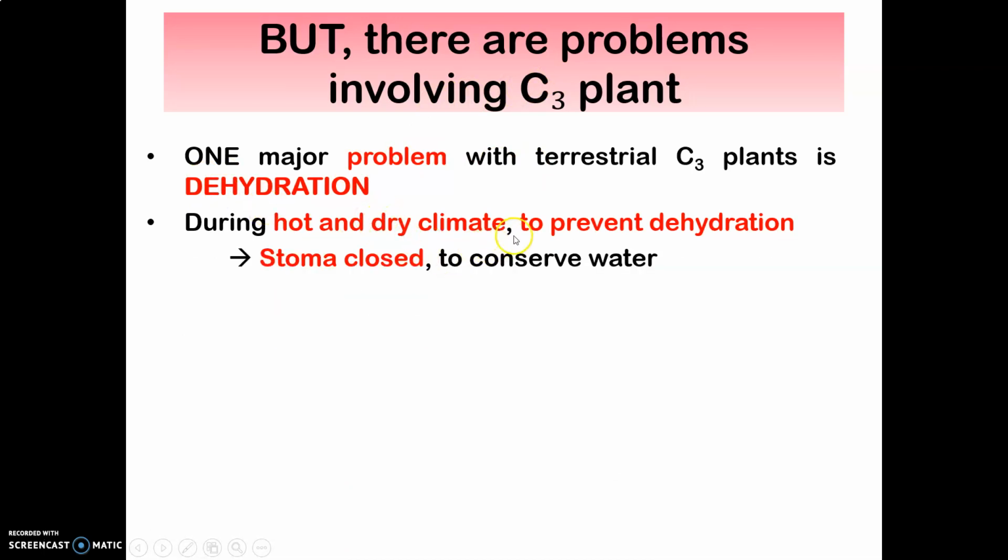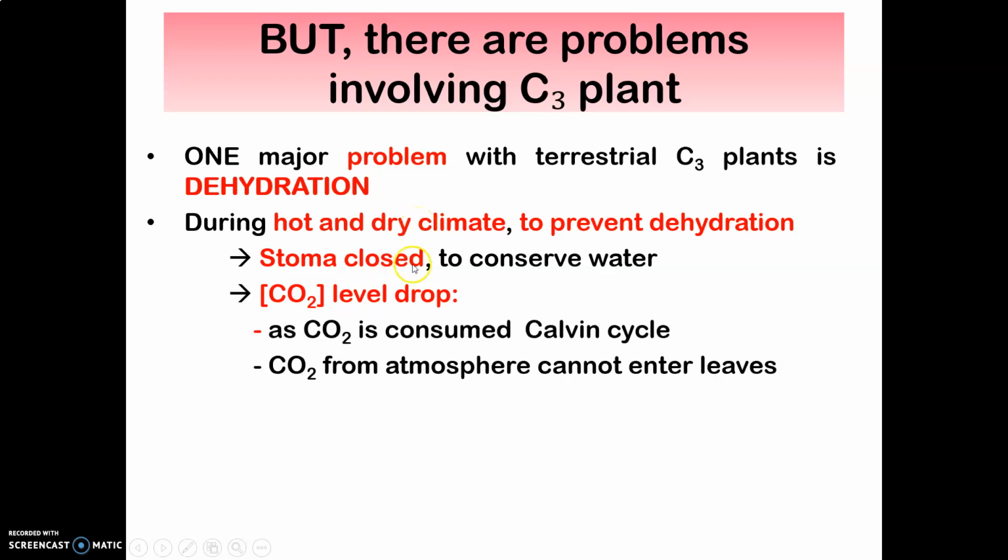During hot and dry climate, in order to prevent dehydration, stoma akan close. Stoma tu is the one yang ada dekat liang-liang daun in which it is controlled by guard cells. Apa yang berlaku during hot and dry climate, stoma akan close in order to conserve water. Bila stoma close, bila liang tadi tutup, nanti kita akan cover in more detail dalam chapter 7 I think.